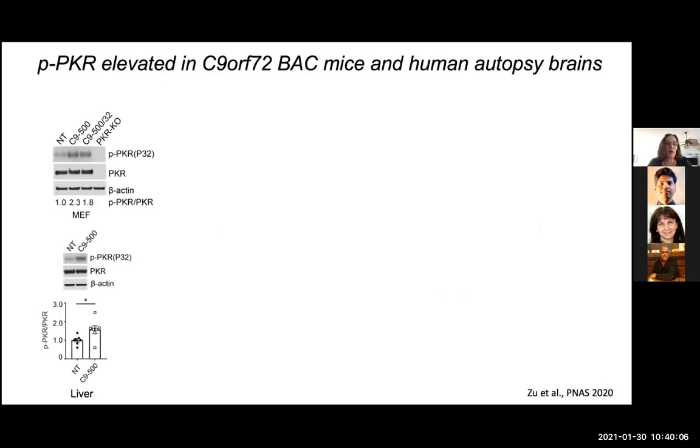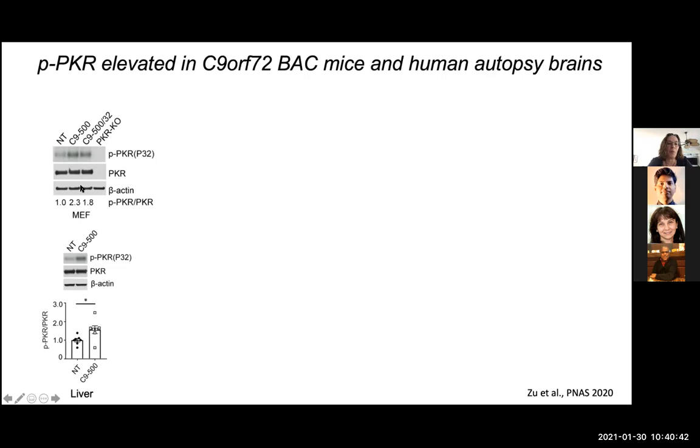And so we wondered if we looked at a variety of different repeat expansions, and in cells have evidence that they can activate phospho-PKR, but these experiments are tricky and depend on transfection and various things. So we really wanted to get a different experimental system to show that expression of these repeats in an endogenous non-transfection system leads to elevated phospho-PKR.